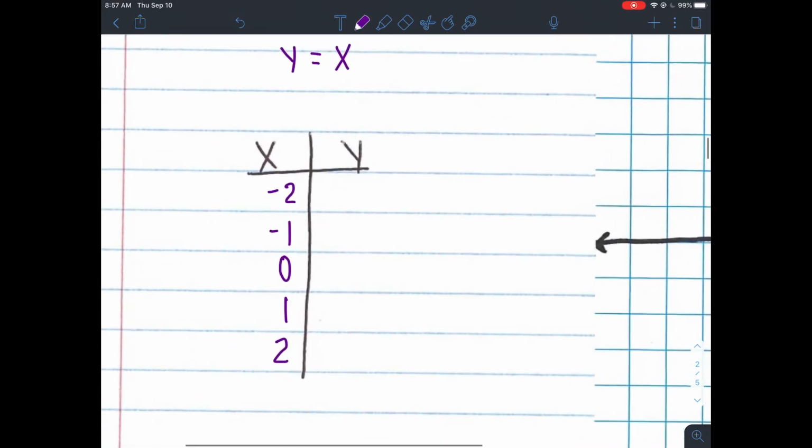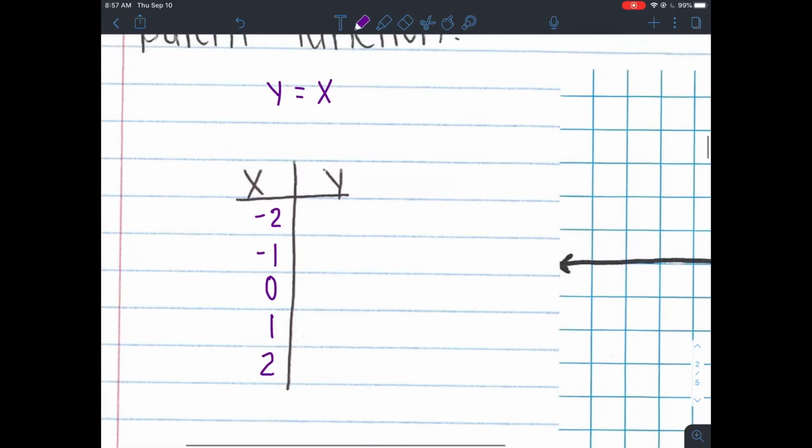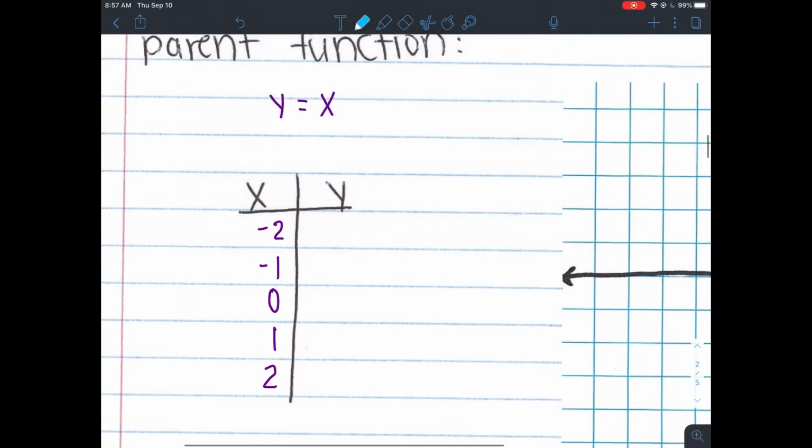Okay, now how do I get my y values? Well, you always start off with your x values and then you get your y values from that. You're going to use this equation above here. You have y equals x. Well, if y equals x, then anything that x is, y is also the same thing, right? If x is 3, y is also going to be 3. If x is 5, y is going to be 5. So anything that x is, y is.